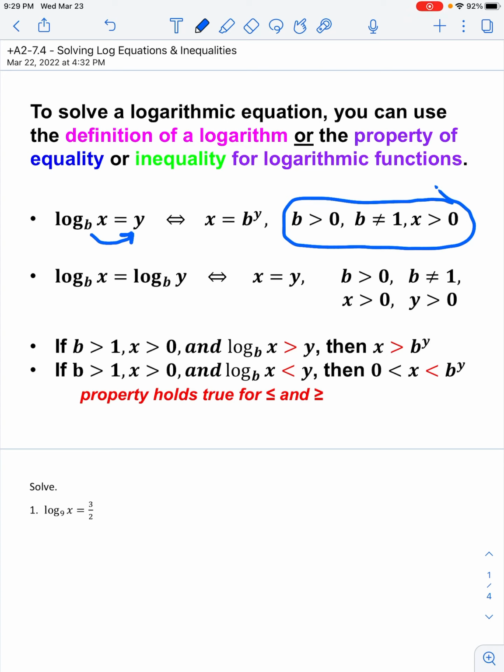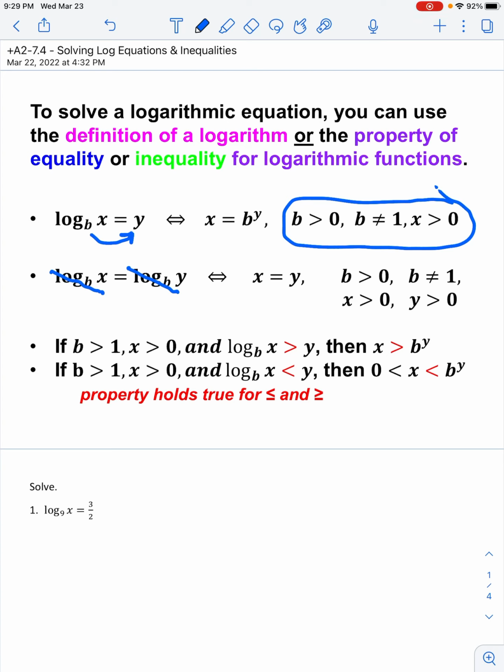In the second bullet, where we have logs of the same base, log base b of x equals log base b of y, if the base is the same, then it's like the log base b cancels out, and we can set the two arguments, x and y, equal.